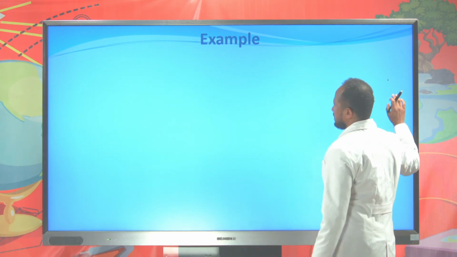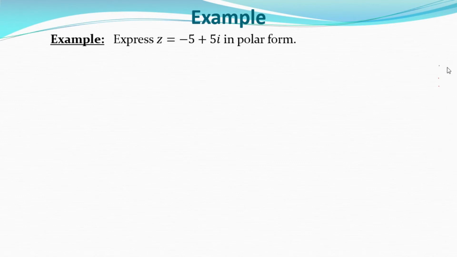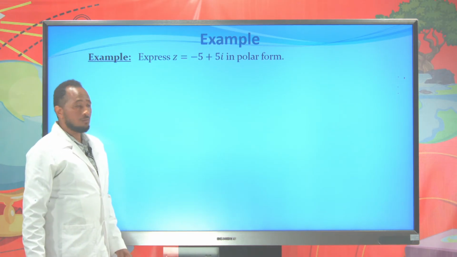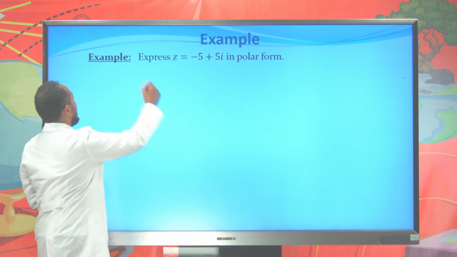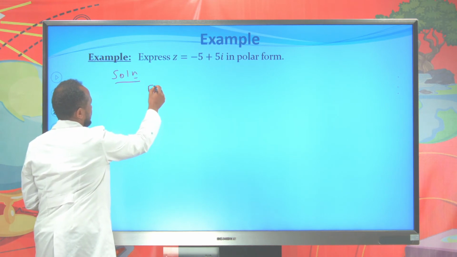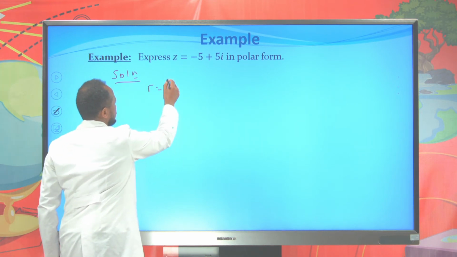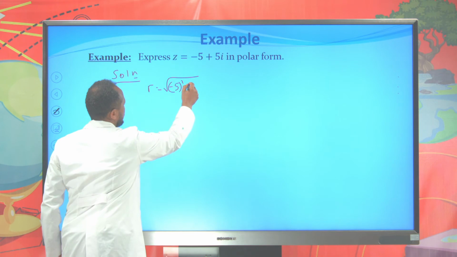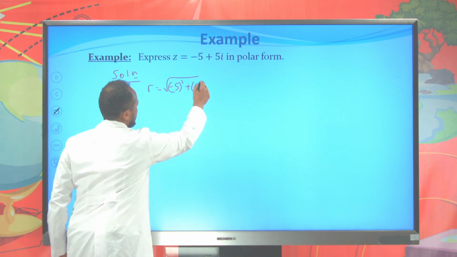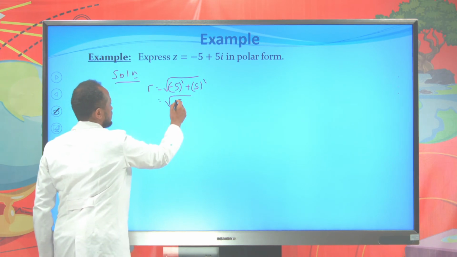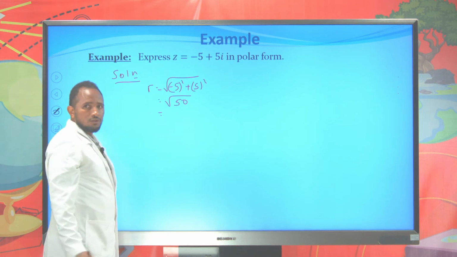So now let's see an example. Here we are asked to express z equal to negative 5 plus 5i in polar form. To write in polar form, we need two things. The first one is r. Solution: r is equal to the square root of negative 5 squared plus 5 squared. So this is equal to the square root of 50, which is equal to 5 root 2.